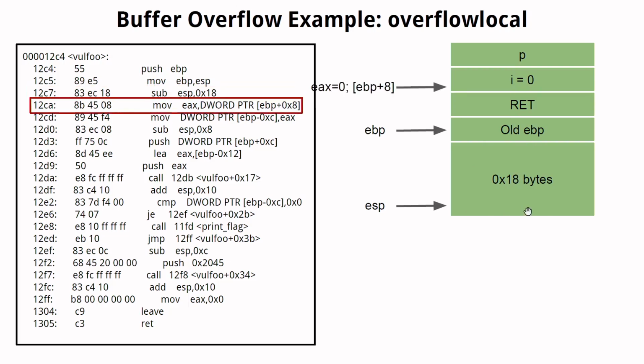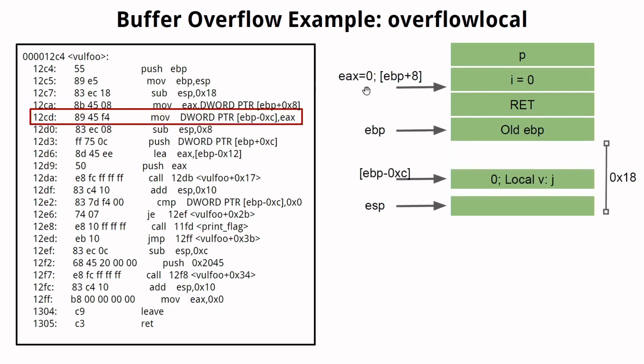The next one, we're moving EBP plus 8 to EAX. EBP is here. EBP plus 8 is actually the first parameter, right? It's I, which is 0. We move this one to a register, EAX. So EAX now will have the value 0. And then the next one is we move EAX to the address EBP minus C. Okay?